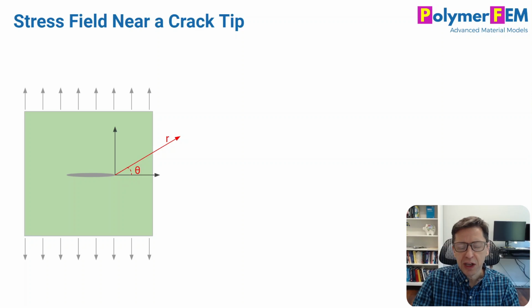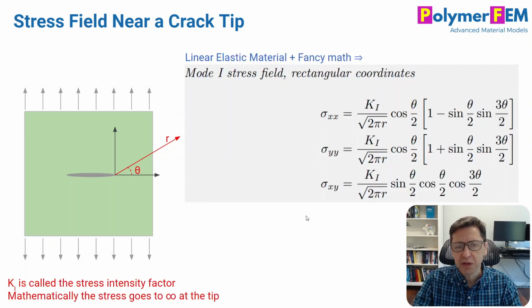What Irwin talked about too when he derived fracture mechanics back in the day, he started looking at stress fields around crack tips. So here's a situation where we have a horizontal crack and we have a uniaxial tension far field. And we're looking at the coordinate system that's specified by r and theta. And we want to figure out what is the stress at any point surrounding the crack tip. And if you do some fancy math and you assume the material is linear elastic, you can actually calculate closed form equations for what the stress will be.